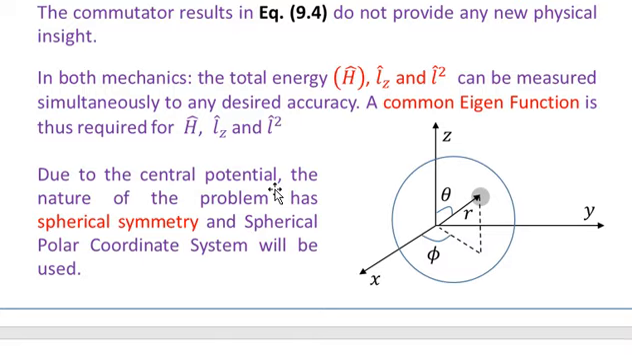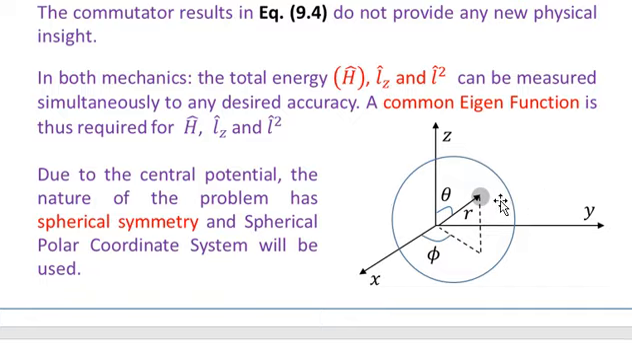Due to the central potential, the nature of the problem has a spherical symmetry, and a spherical polar coordinates system will thus be used. In the diagram, you can see that I have drawn a geometry that is used to derive the spherical polar coordinates to be connected with the Cartesian coordinates. And you see that I have the three axes labeled as x-axis, y-axis, and z-axis. And you notice that there is a sphere centered at the origin of these coordinates.